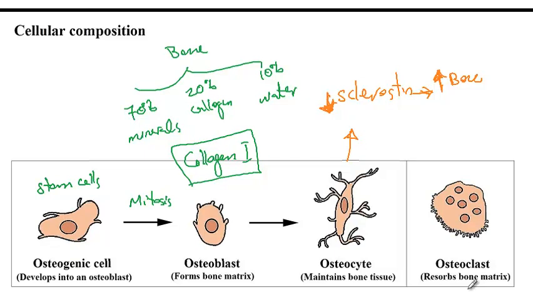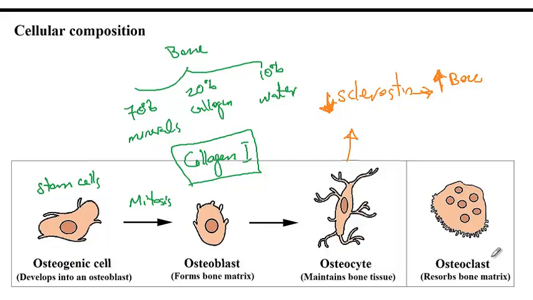And then the final type of cell that you should know is called osteoclast, and the function of osteoclast is to resorb bone matrix. And the reason we need to resorb bone matrix is over time there would be microfractures that will develop inside our bones. So we need to remove some of this bone matrix and replace it with new bone. And that's the function of osteoclast.